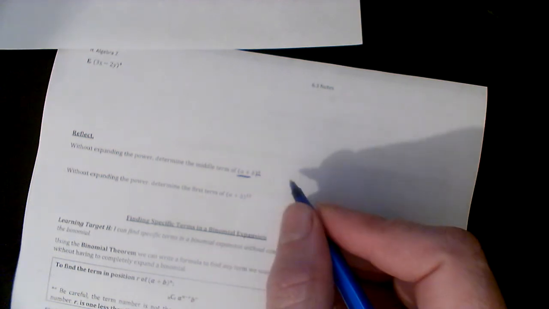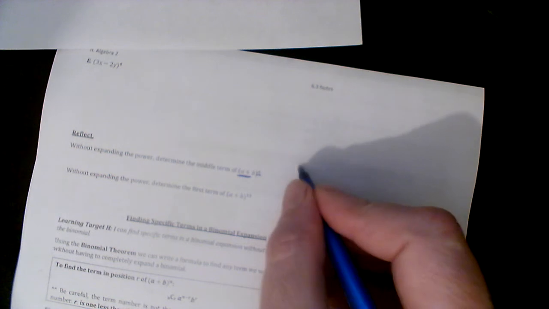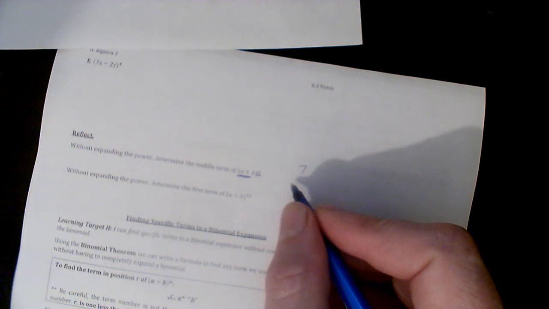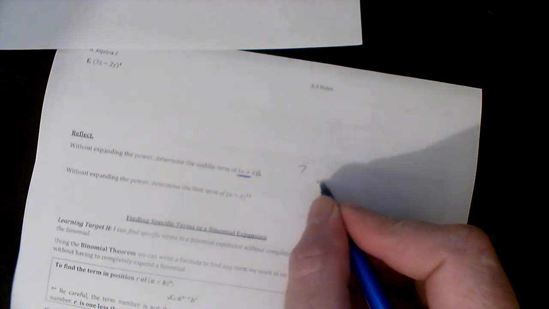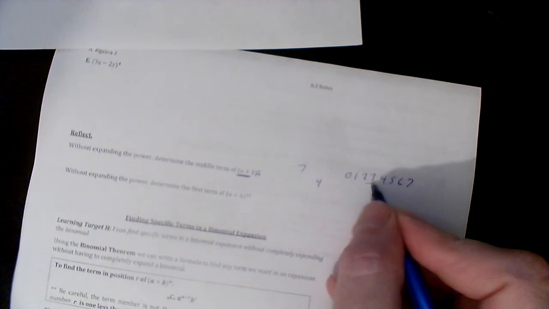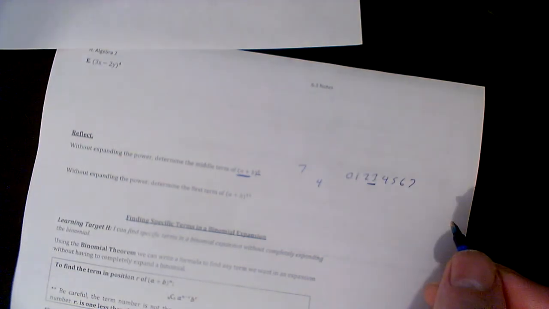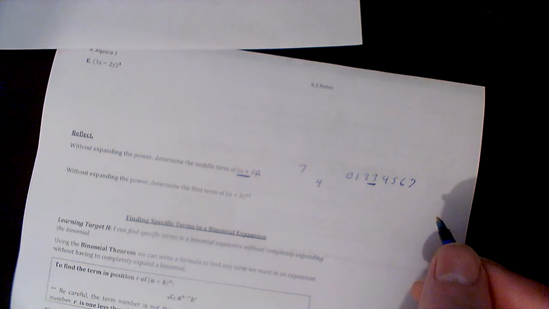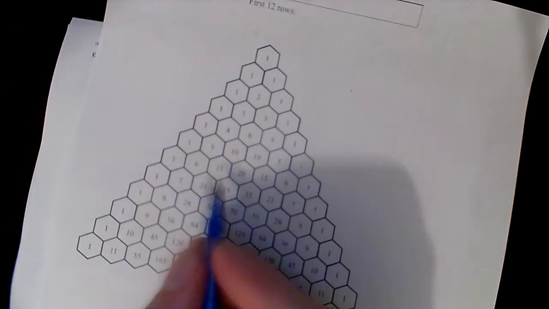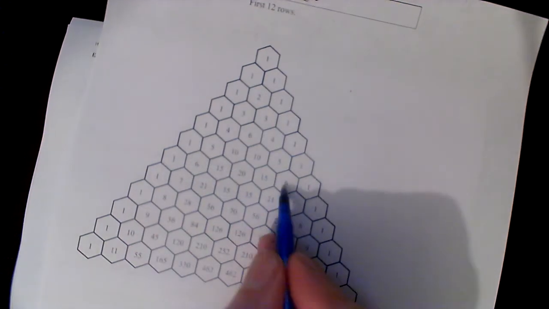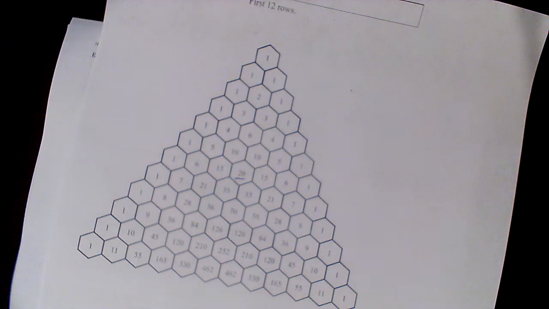So, if you think about that, the middle term out of 7 is the 4th term, right? Because we got 0, 1, 2, 3, 4, 5, 6, 7. It's this one. So, when we're looking for the 4th term, it's the 3rd position. Alright? I'm going to show you up here really quick. Here's the 6th row. It's 1, 2, 3, 4, 5, 6, 7. We want this one right here.